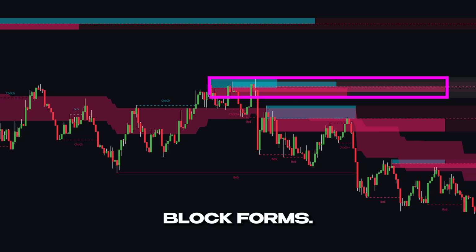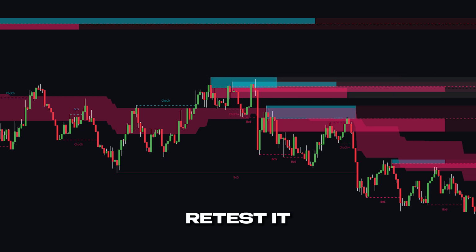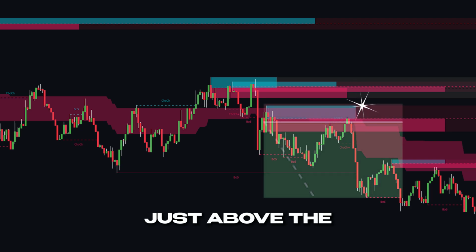A bearish order block forms. Then the price retests it and forms a change of character, showing potential reversal. Next, price retests the order block again and forms a break of structure by breaking through the retest zone. Now we wait for price to pull back again to that zone and enter short. Set the stop loss just above the retest zone and target the previous low.